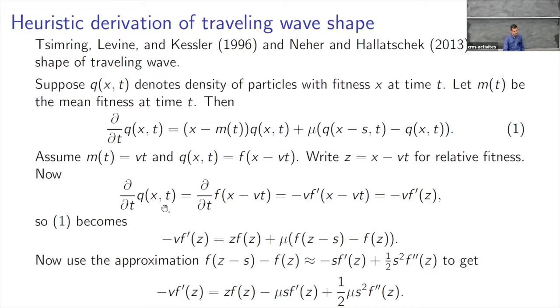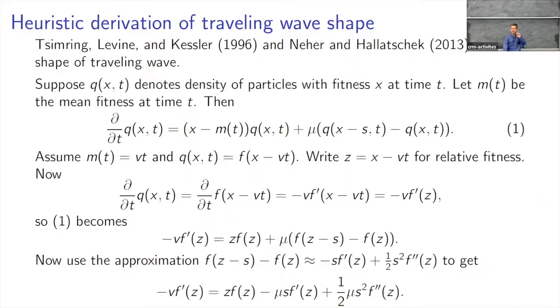Now, in this case, the time derivative of q is the derivative with respect to t of f(x minus vt), which is minus v times f prime(x minus vt), which is minus v times f prime(z). So we can rewrite this equation here with minus v times f prime(z) on the left-hand side. This first term on the right-hand side just becomes z times f(z) under the new coordinates. And the mutation term becomes mu times (f(z minus s) minus f(z)).